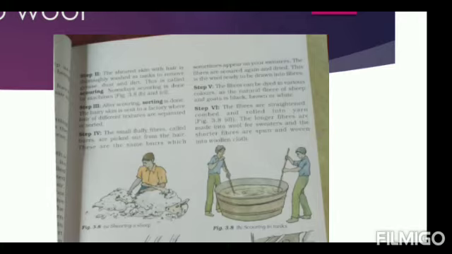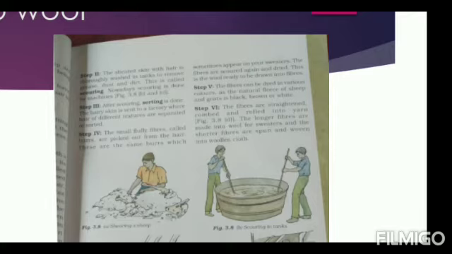This is the table. Step 1 is shearing. Step 2 is the scouring of the skin. The sheared skin with the hair is washed in tanks to remove the grease, dust and dirt, which is called scouring. Nowadays, scouring is done by machine. Figure 3.8 b and c.